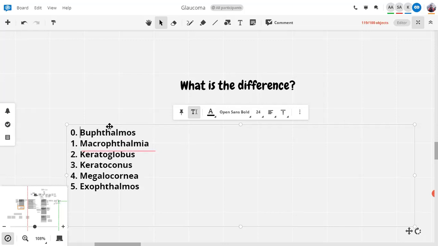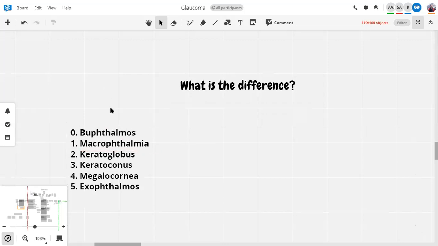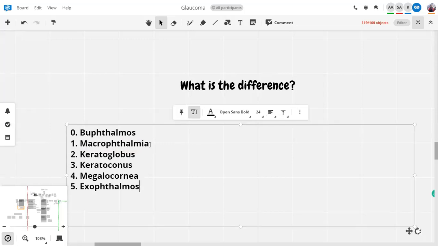It is a raised, increased size due to raised IOP. Now that is ophthalmos. What is macrophthalmia? Macrophthalmia is a generalized term used to describe any eyeball that is large.